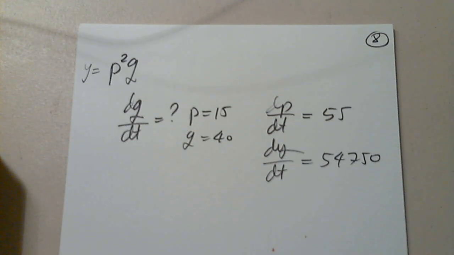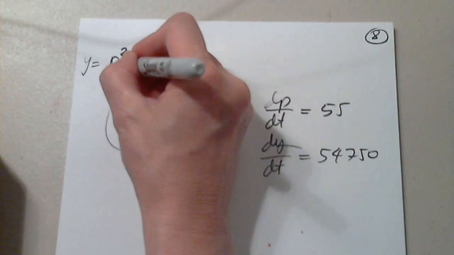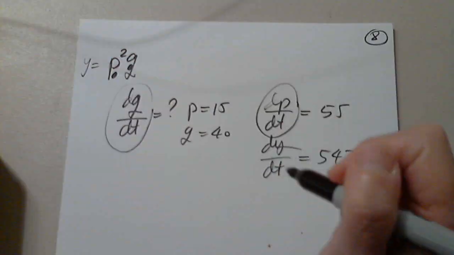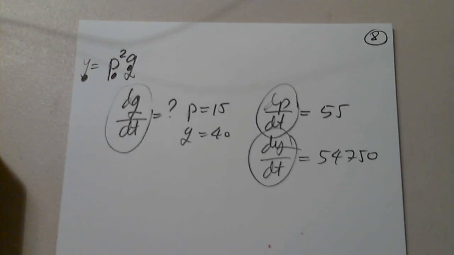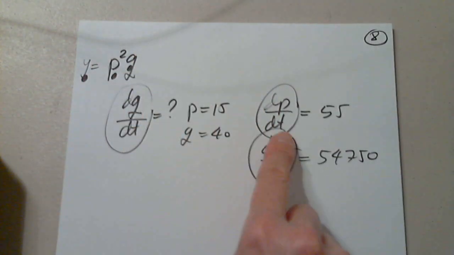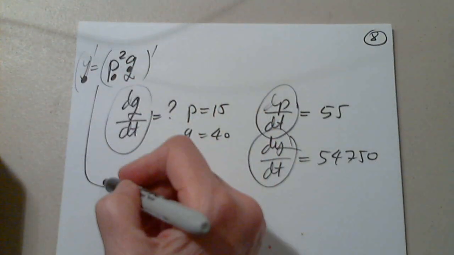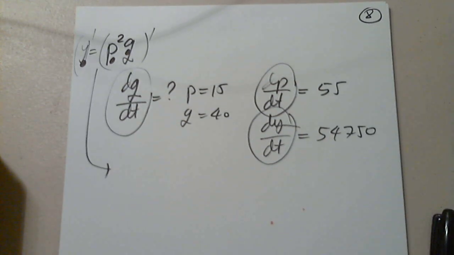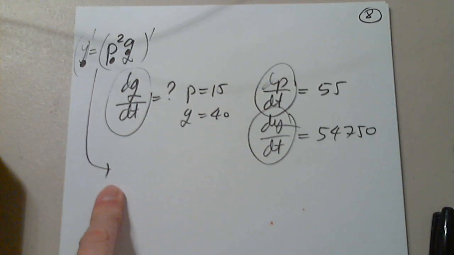Here. Okay. So, this tells me that I have to put a dot on the Q. This tells me that I have to put a dot on the P. And this tells me that I have to put a dot on the Y. Meaning all these are functions of T. I will differentiate implicitly. So, tell me what to write.